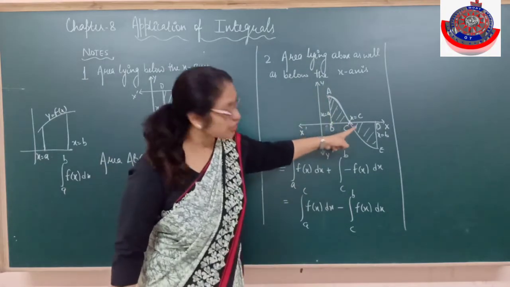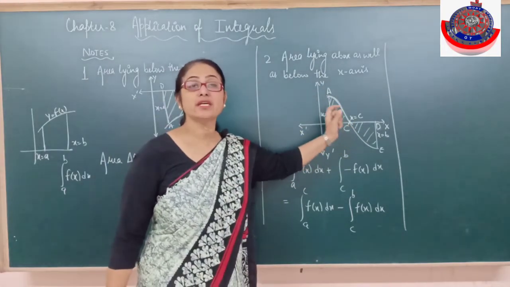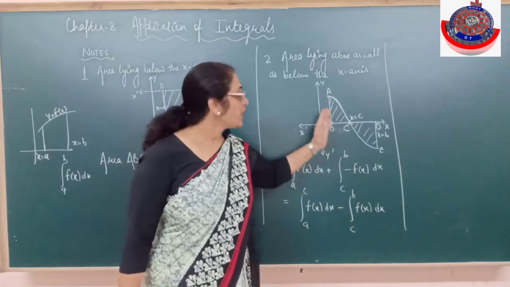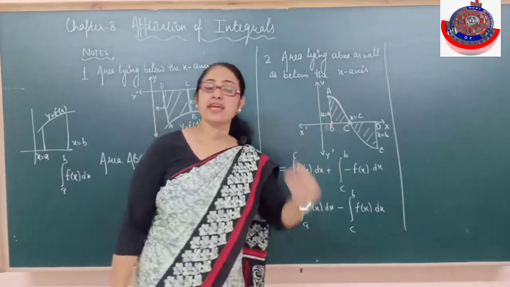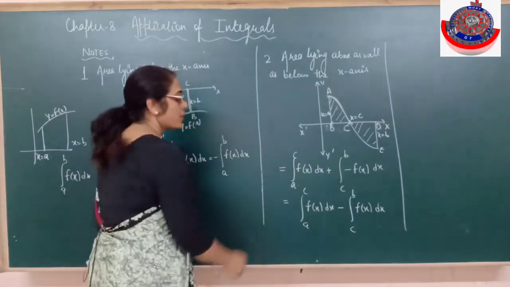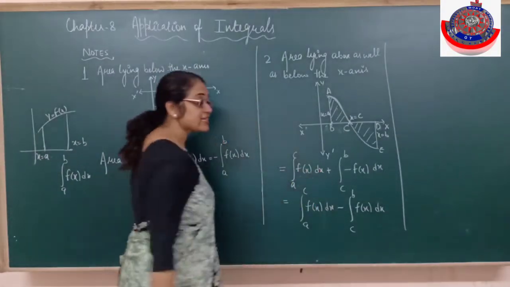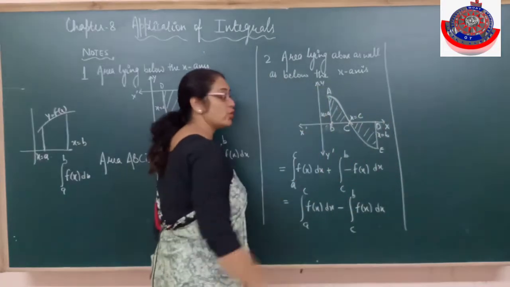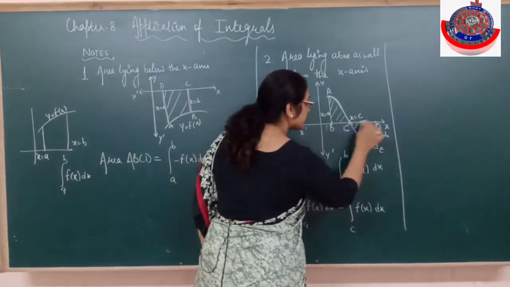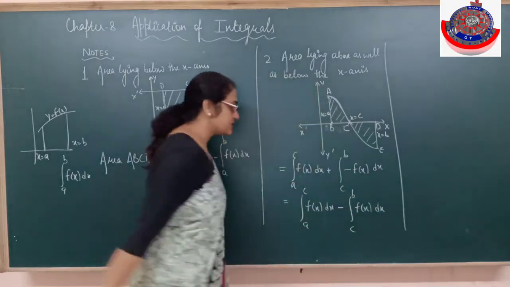The equation of the curve which is bounding the area, because I have to find out the area bounded by this curve between the ordinates x equals A and x equals C and the x-axis. Is it clear? Alright, so A to C f of x dx, and now the same thing, it's coming below the x-axis. It's below the x-axis, so it will be from C to B minus of f of x dx.